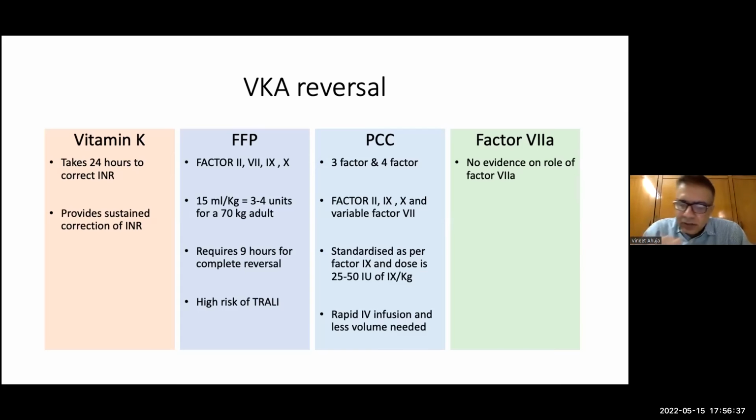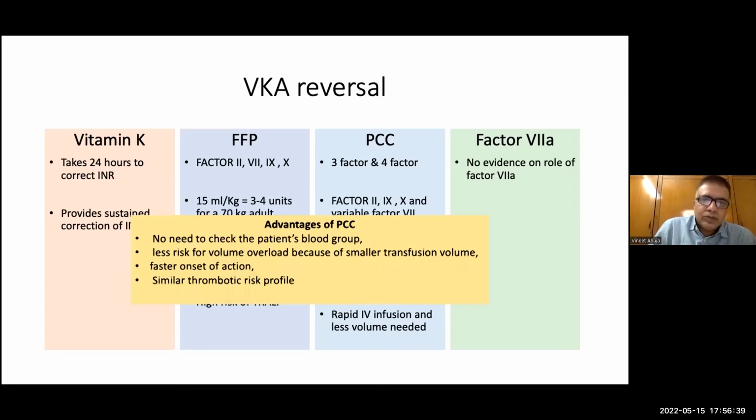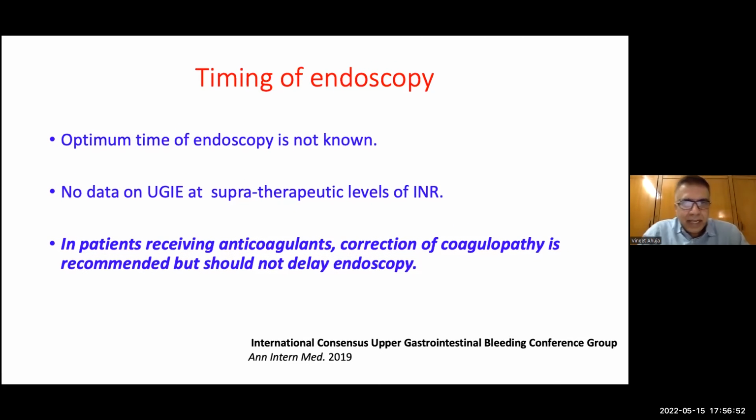Factor 7A has no role in such cases. So the best therapy would be to give PCC because you don't need to check the patient's blood group, it has very fast onset of action and less risk of volume overload, but then availability remains an issue. Timing of endoscopy: remember that supratherapeutic levels of INR do not mean that you need to wait for correction of coagulopathy and delay endoscopy. Do not do that.